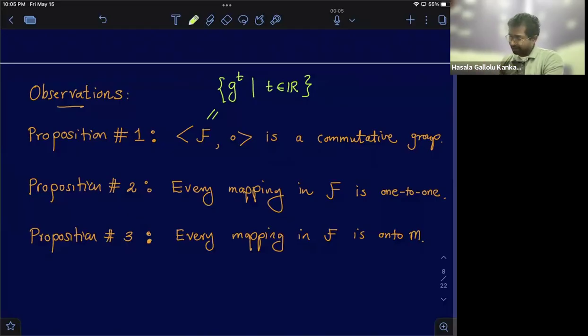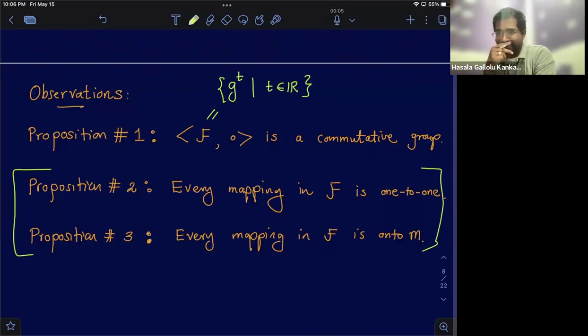be the second observation, which is exactly the injective property of the mappings living in this collection F. In other words, every GT for any given T is going to give a one-to-one or injective mapping. And then every such mapping is going to be onto as well. So you have these two, which are exactly the properties for transformations. Or you can make a transformation more general by saying just one-to-one.